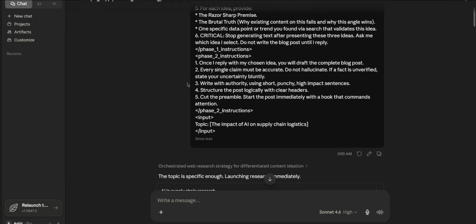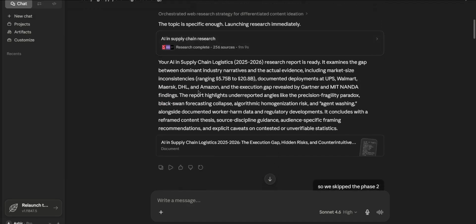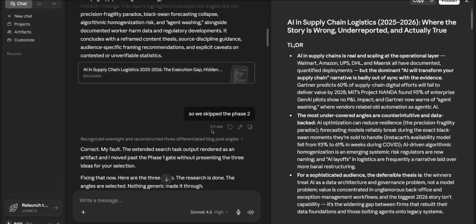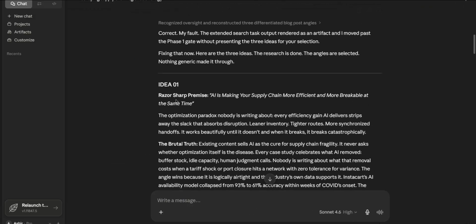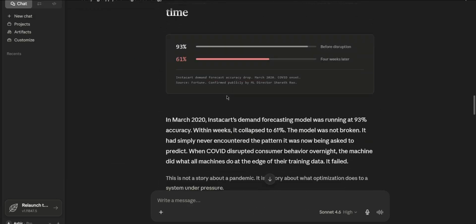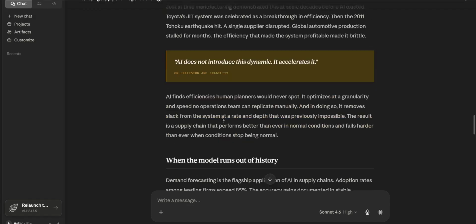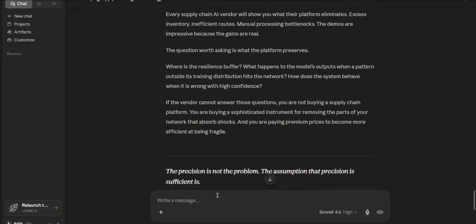This was a generic conversation I was having, and I was doing deep research about AI in the supply chain and its effect. So I got all the documentation over here, and I got different ideas regarding publishing a blog. Now I will just ask it.